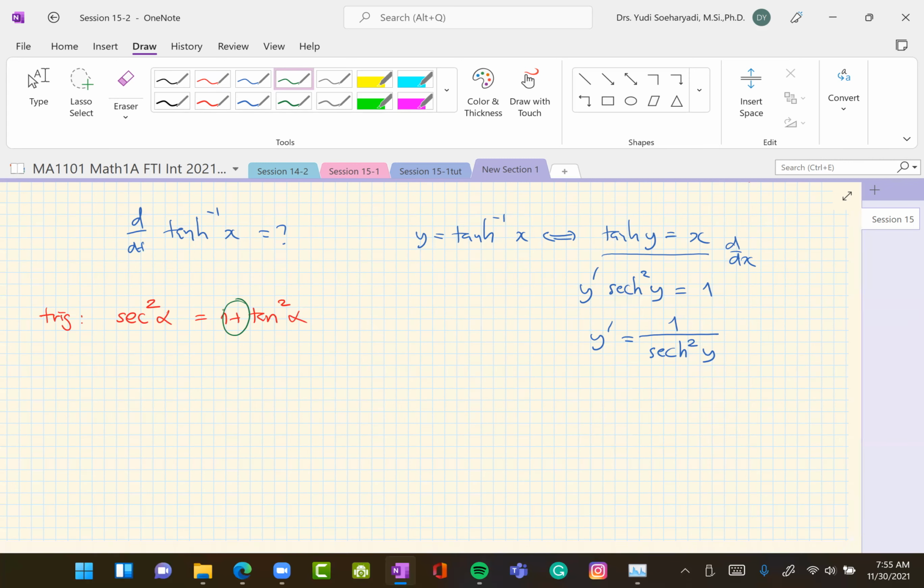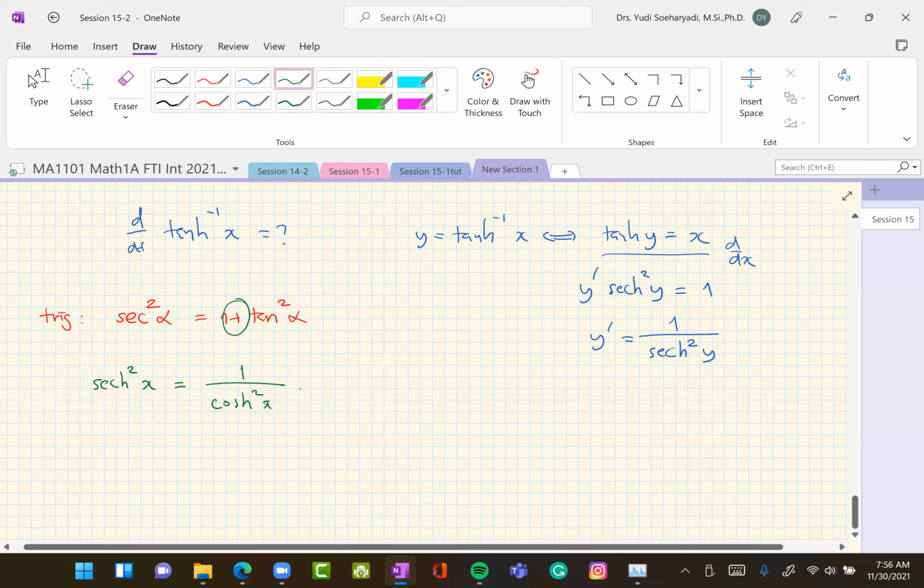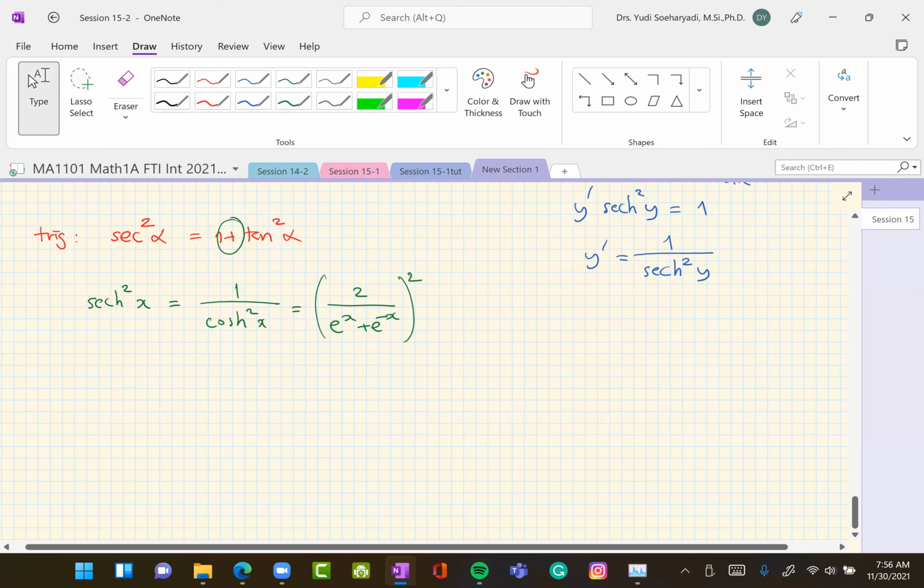Okay, so let's compute this one. So secant square hyperbolic. Okay, so that's 1 over cosine. Right? So 1 over cosine. Cosine is, so we can say this is e to the x plus e to the negative x over 2, right? Because you just referred to, right? So that's one, and then so this is 4. Of course, that's easy. We compute the right hand side. What about 1 over tangent square?